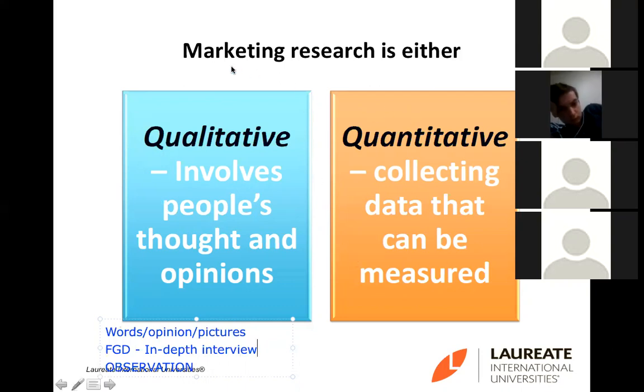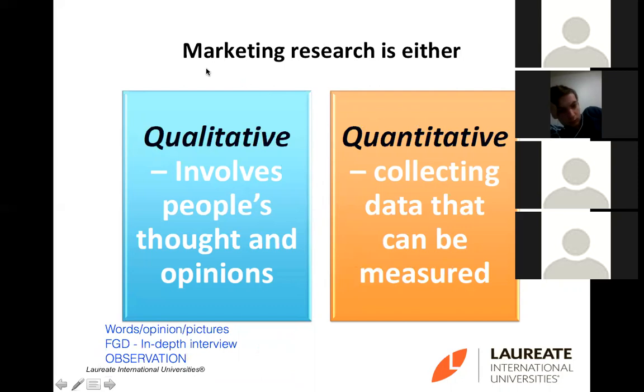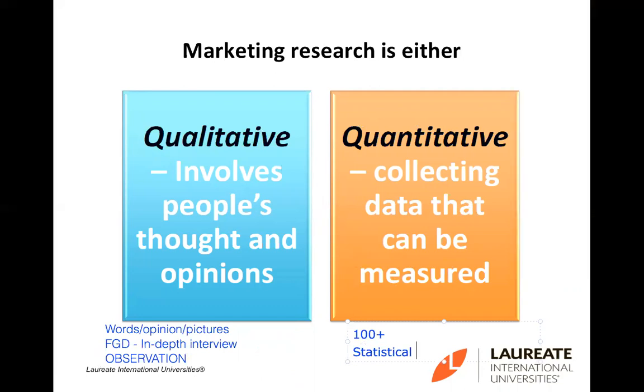Now, in terms of quantitative techniques, we normally include a lot of people, normally more than 100 people in our research, 100 plus. Sometimes we also use a statistical tool to understand how many people we need to include in our research. Between these two, both of them have different purposes.